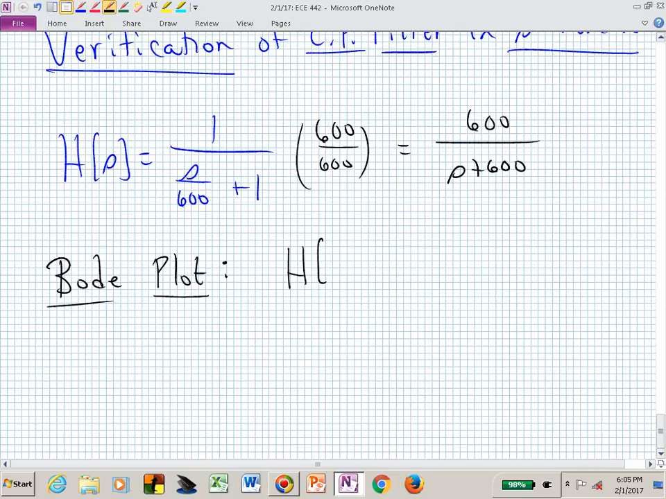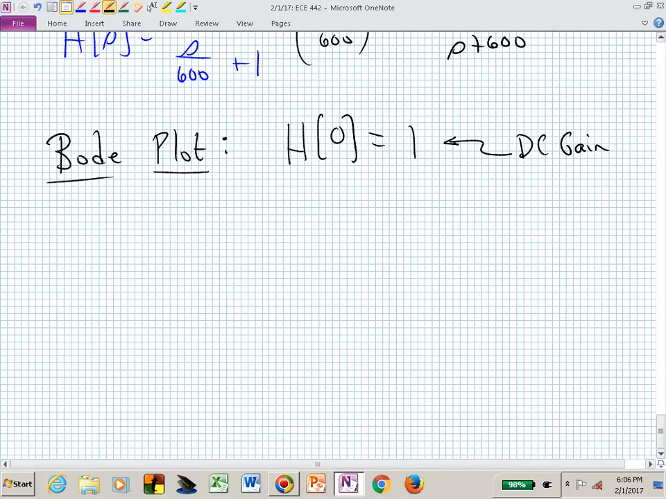when S is equal to 0. That's DC. And what does that transfer function evaluate to when we substitute S equal to 0? 1. And that's comforting. Now if we put in a low frequency signal, we're going to basically get the same magnitude of that signal out. There's our DC gain. Now how do I use that information in a Bode plot?